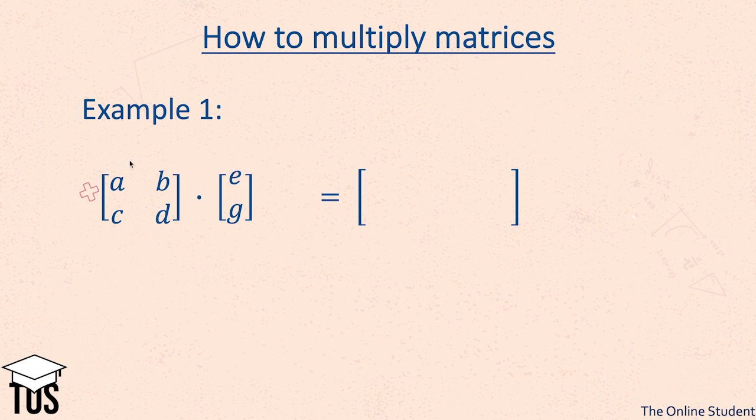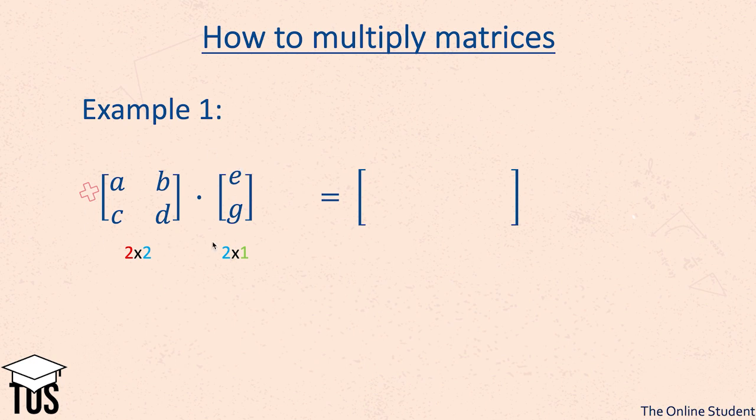We have this first matrix, which is a 2 by 2 matrix. This means that this matrix has 2 rows and 2 columns. We are going to multiply this matrix with a second matrix. This is a 2 by 1 matrix because it has 2 rows and only 1 column.